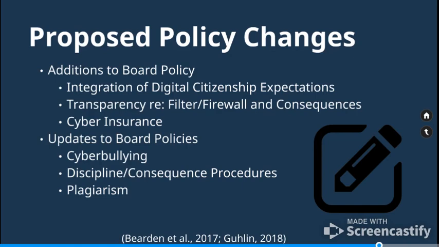And then, as others have mentioned, updating the plagiarism policies to include intentional plagiarism, as well as using AI and ChatGPT, especially for our older students who are submitting documents for assignments that may or may not actually have been written by them, and what that policy and procedure should look like moving forward.